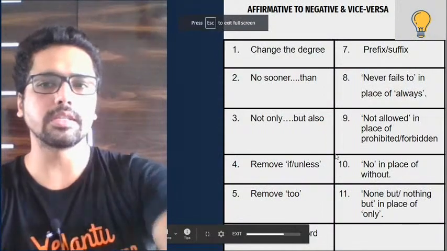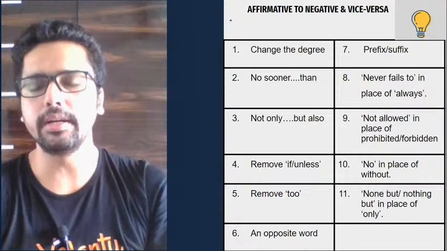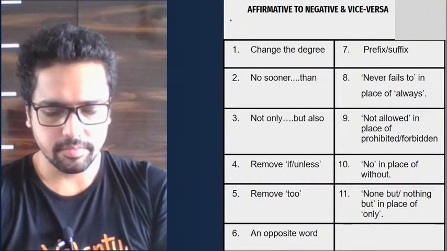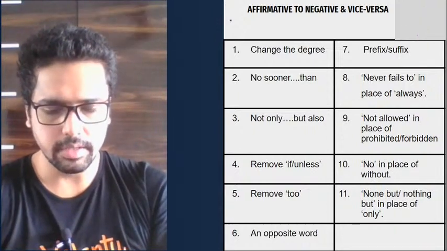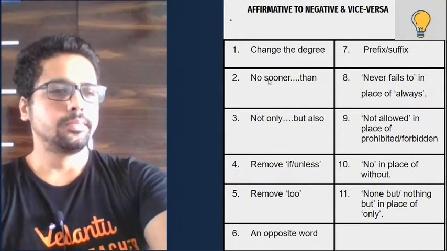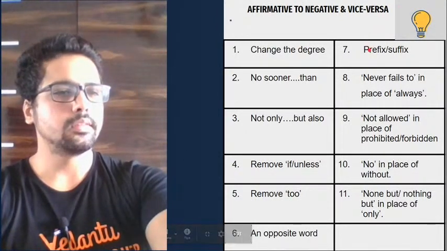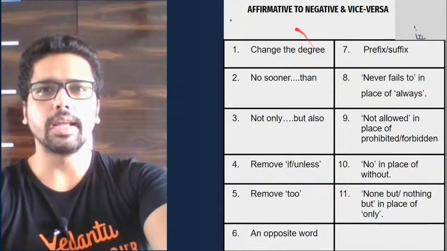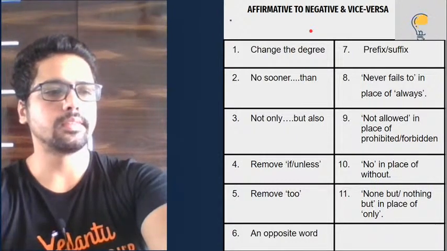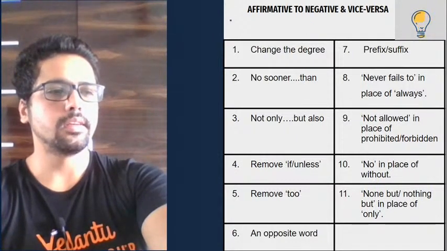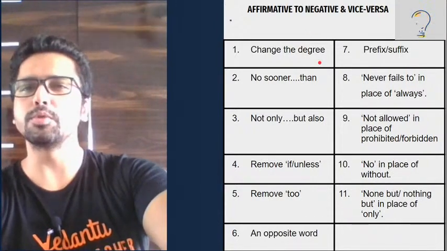Take a screenshot of this, guys. Has everybody taken a screenshot of this? There are 11 ways to make a sentence positive to negative. I hope everybody has taken a screenshot. Just confirm. Yeah. Affirmative to negative. And even vice versa. Perfect. So I hope all of you have taken a screenshot. That's amazing. Superb, superb, superb.